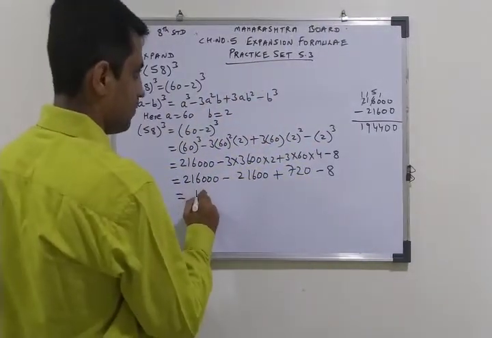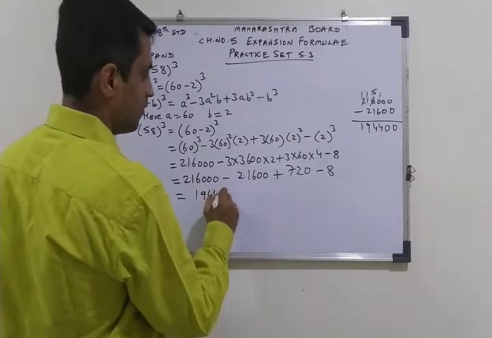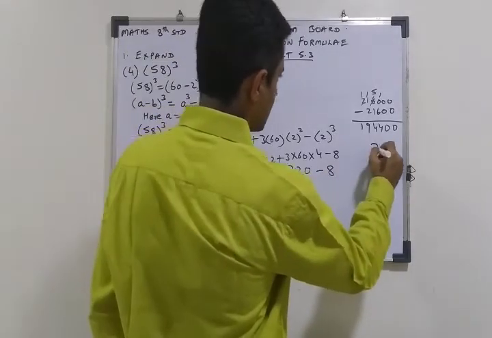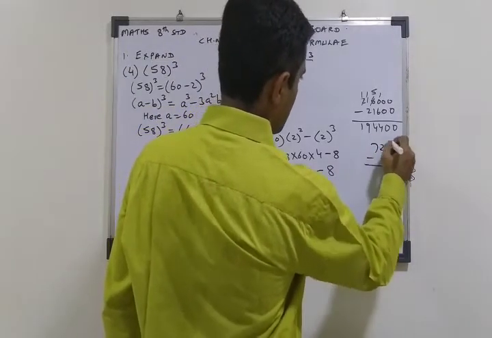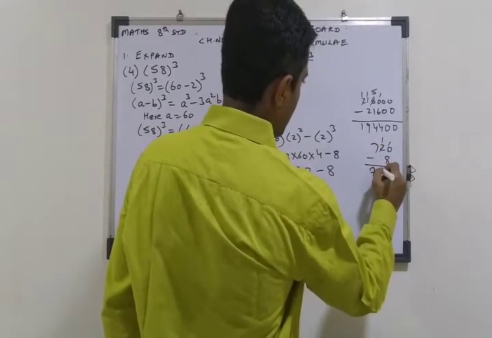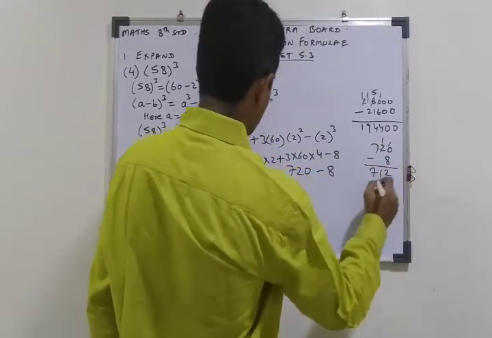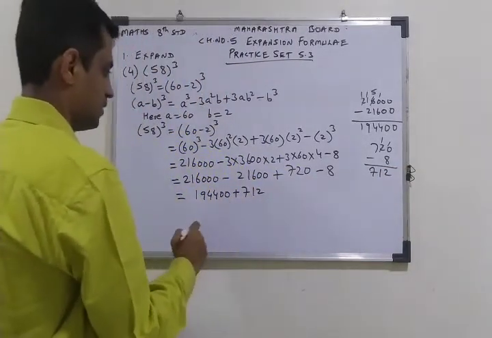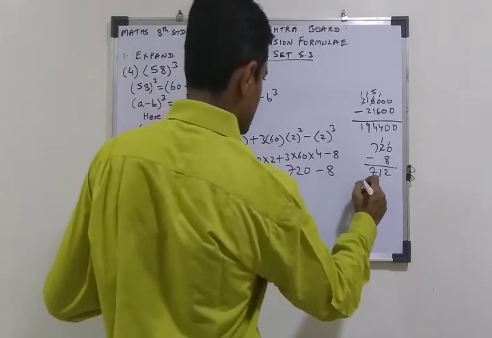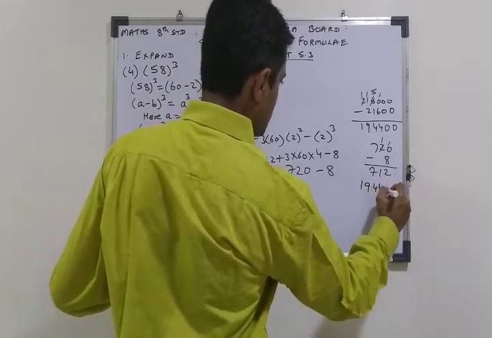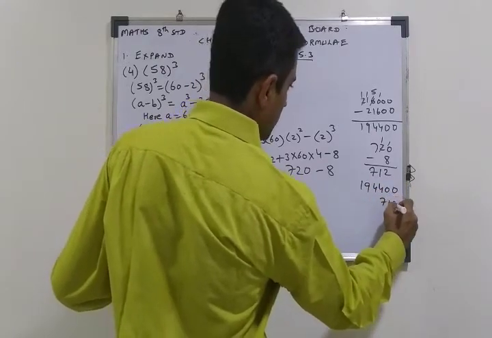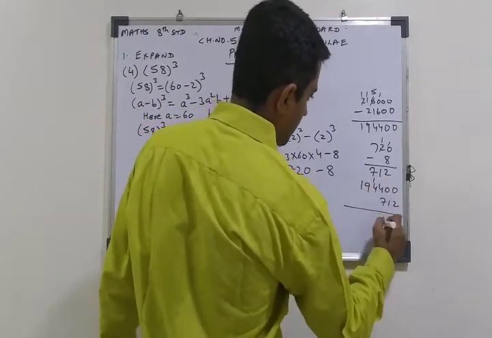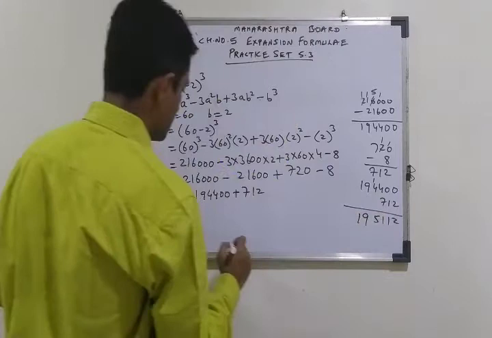So here what we will write? 194,400 plus, you can subtract this, 720 minus 8, 10 1. So 7 1, 10 minus 8 2. So what we will get here? 712, sign of the bigger number. Now we shall add this. 194,400 and 712, 2 1 2, 7, 8, 9, 10, 11, 5. So what is the answer?